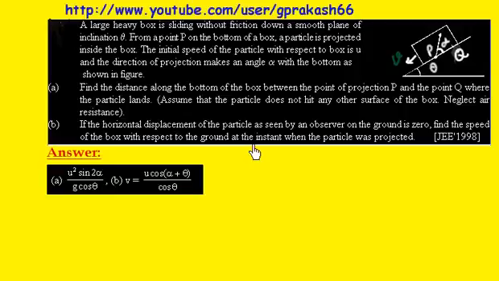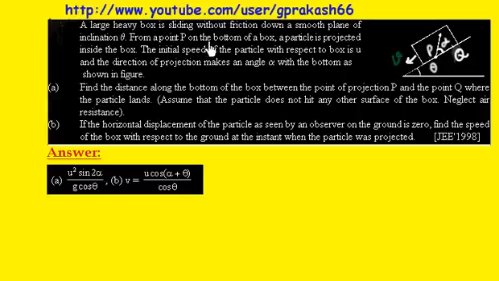So let us read this problem. It says we have a heavy box sliding without friction down a smooth plane of inclination theta. So this is a smooth plane, and this plane makes an angle theta with the horizontal that is given to you.